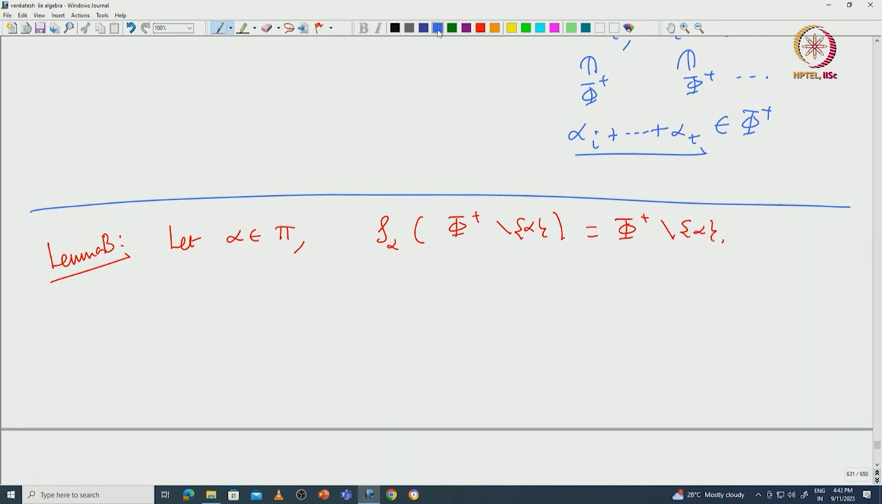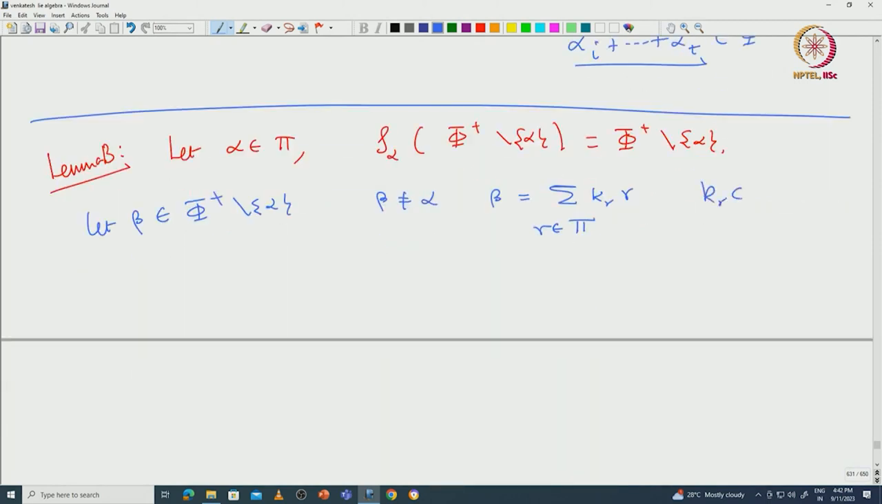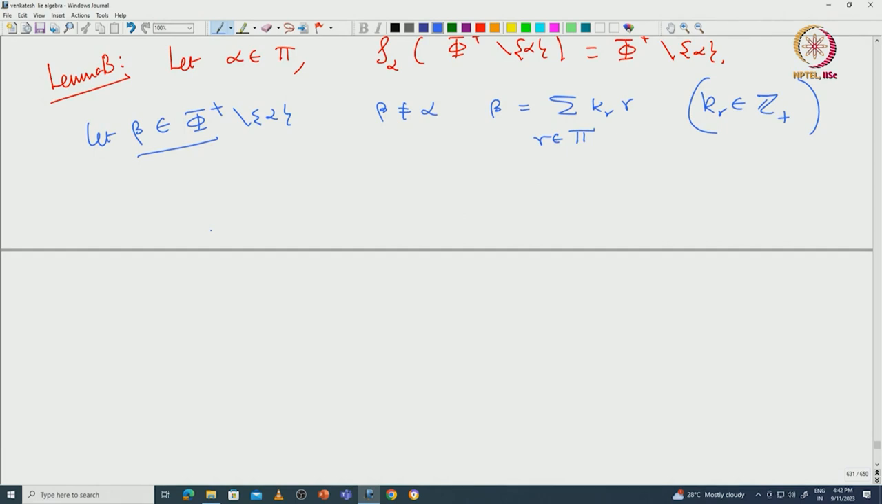This is easy. You start with beta which is in phi plus minus alpha. That means beta is not equal to alpha. You write beta as the summation of k gamma times gamma, where gamma comes from pi. Now you know that these k gammas are all coming from Z plus, because beta is in phi plus. Now beta is not proportional to alpha. So again, there exists gamma inside your pi, which is different from alpha, such that k gamma is positive.